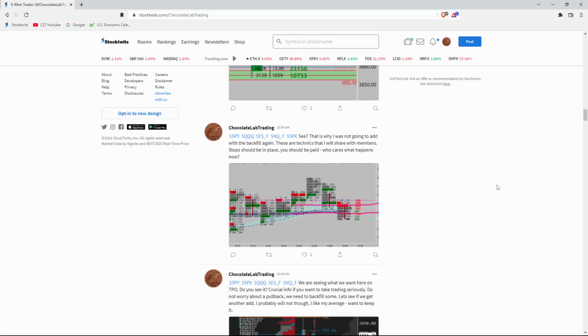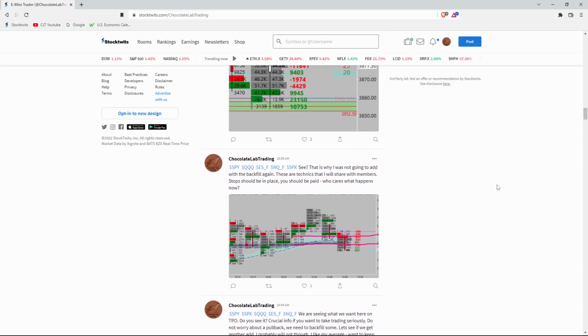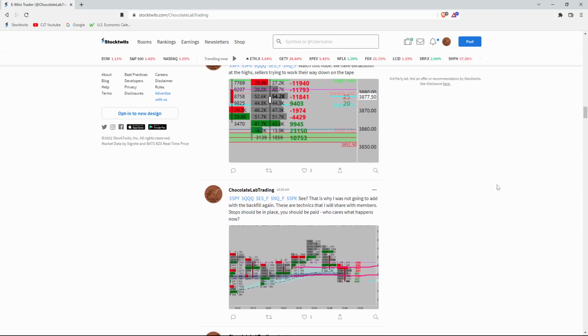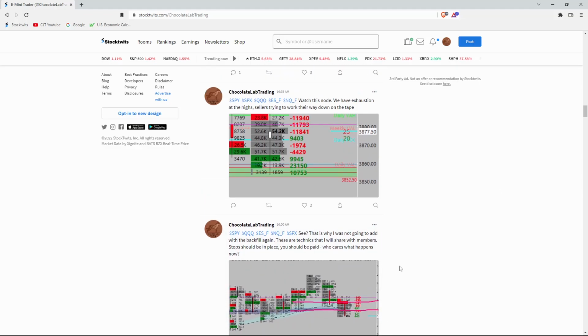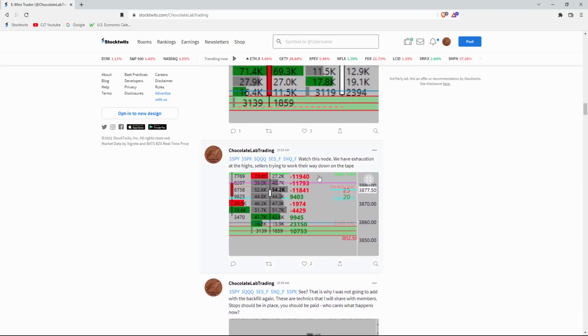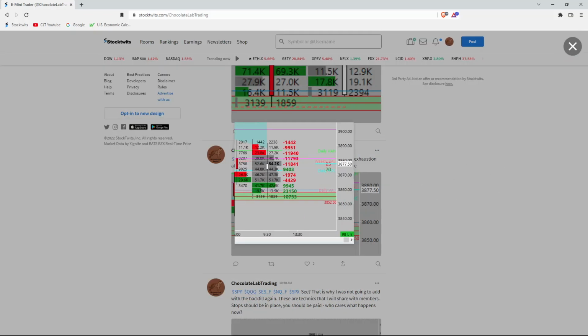And just as I said, there's a few techniques that we could use to help identify when we should and should not add to our positions. Watch this volume node. We have exhaustion at the high, sellers trying to work their way down on the tape. So sure enough, we came into yesterday's POC and got some exhaustion at the highs. Now, if you are a bear, what you're going to want to see is as we pull into these volume nodes, we start building them out. And you could see sellers were trying to build it out over here.